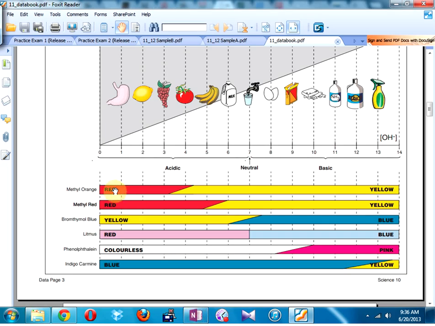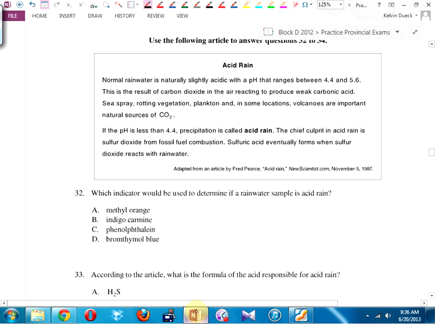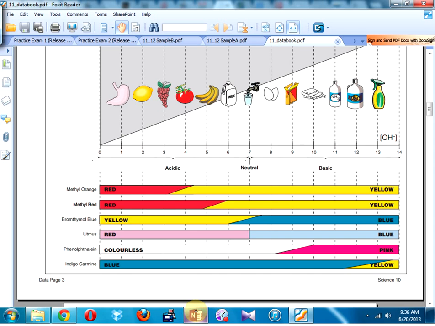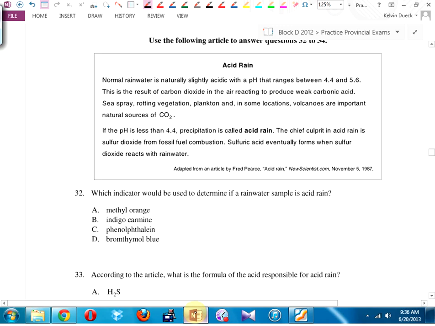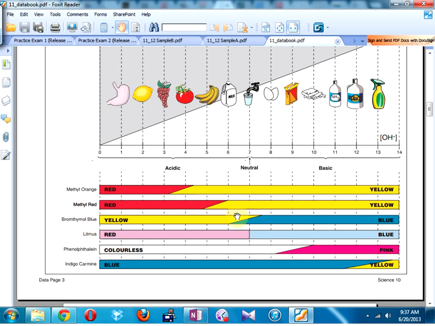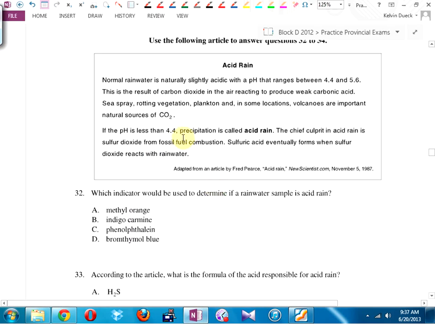Methyl orange? I think methyl orange, unless they said methyl red. Nope. Indigo carmine? Nope, that just stays blue unless it's really, really basic. That wouldn't help me at all. And bromothymol blue? Come on. Bromothymol blue, you know what? That might still be close. I think methyl orange. Let's double check. Oh, pH is less than 4.4. It's got to be methyl orange. If it didn't have less than 4.4, then technically D would partly be right. No, less than 4.4, it's got to be A.